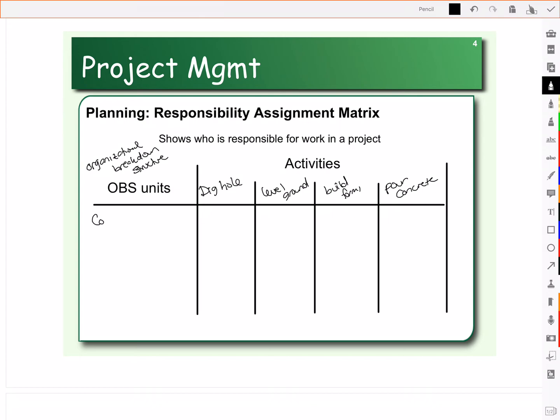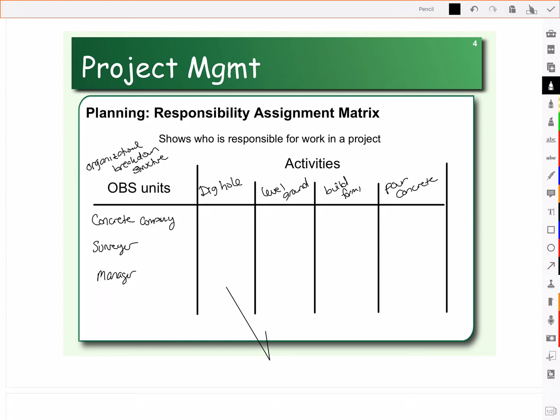So perhaps we have someone, a trades company that we're going to hire that does concrete. Maybe we're going to hire a different company who's going to dig the hole. Maybe we have a surveyor who's going to look at the ground before any of this is done. We also have a manager who's managing the project, so our site manager. And so we could lay out then who all the people are who are involved in this project.